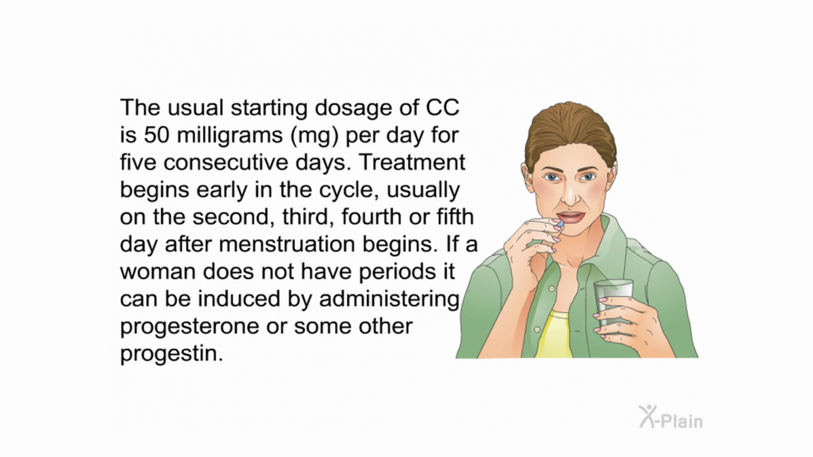The usual starting dosage of CC is 50 mg per day for 5 consecutive days. Treatment begins early in the cycle, usually on the 2nd, 3rd, 4th, or 5th day after menstruation begins. If a woman does not have periods, it can be induced by administering progesterone or some other progestin.